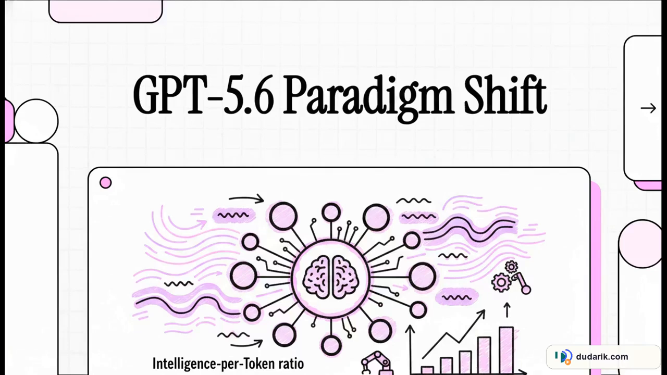This explainer is all about a literal paradigm shift in AI news. We're talking about OpenAI's July 9th release of GPT 5.6. Look, if you've been building with AI recently, you already know the hurdles, right? But this update fundamentally rewrites the intelligence per token ratio. We're going to break down exactly what this means for your daily workflows and, honestly, your entire application architecture.